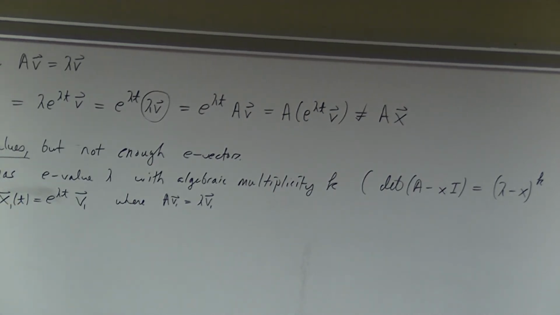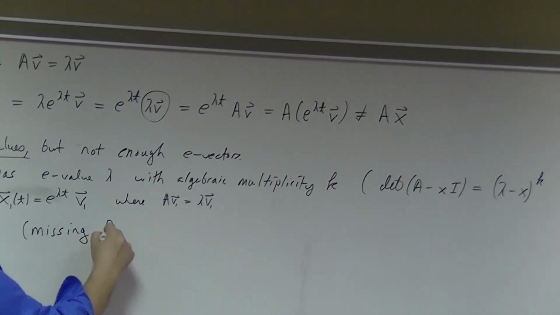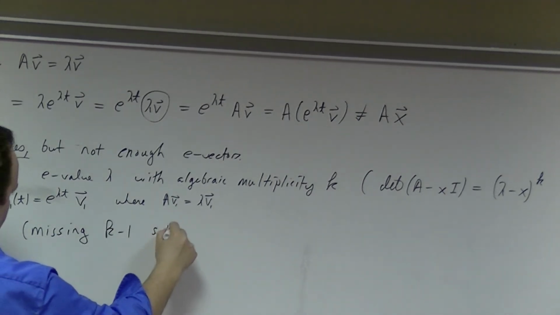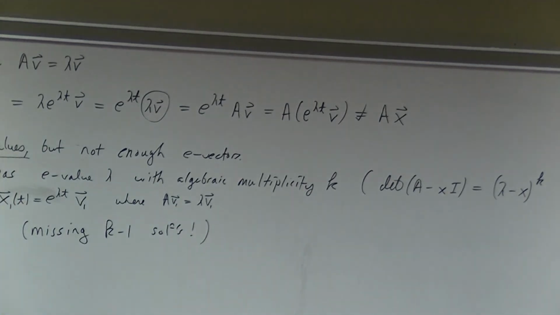But the thing is, this differential equation, dx/dt equals Ax, needs k solutions. So the obvious question is, where are the other k minus 1 of them? The answer is the Jordan form. So I'm going to show you something I call the magic formula, because it's magical. And so here it is.